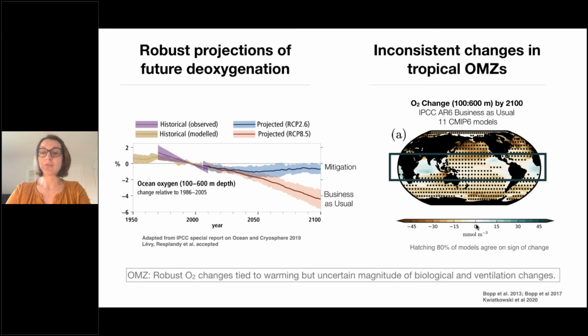This was published by Kwiatkowski, but this is what we already had 10 years ago with the last generation of models, the CMIP5 generation. And studies showed that those uncertainties in the OMZs are tied to the uncertain magnitude of those biological changes and ventilation changes in those regions. It's really subtle changes, and it's really hard to get the sign of change in those models.